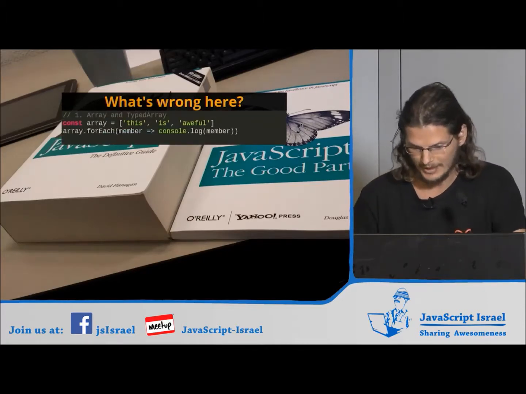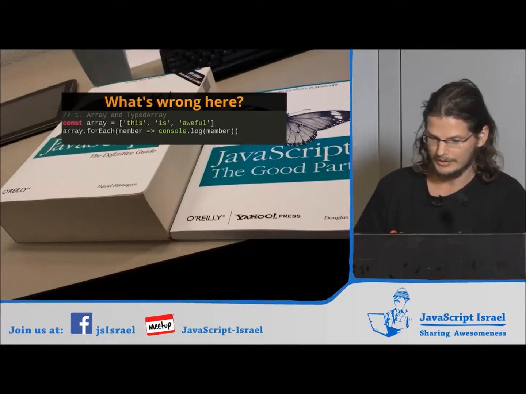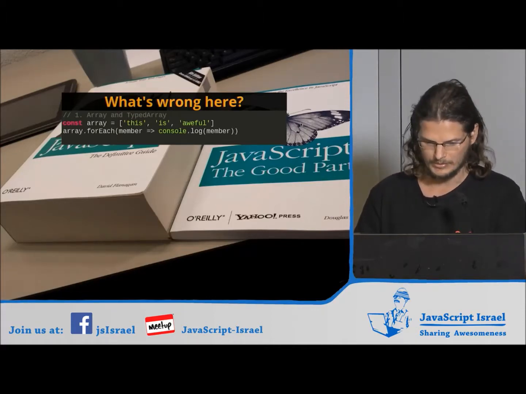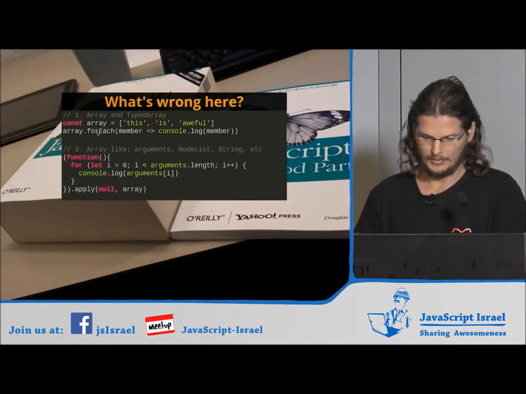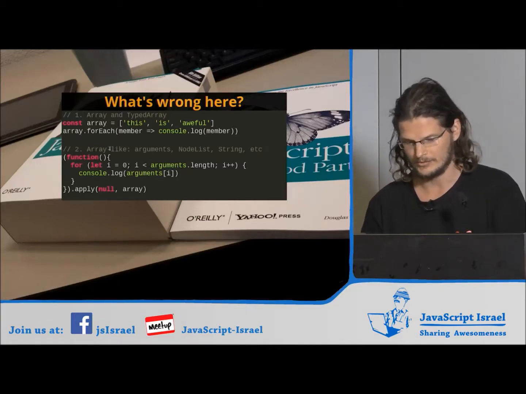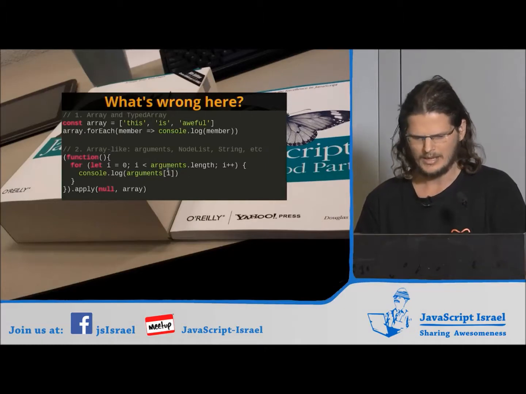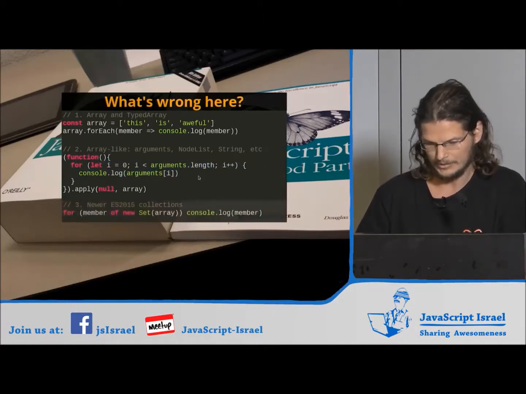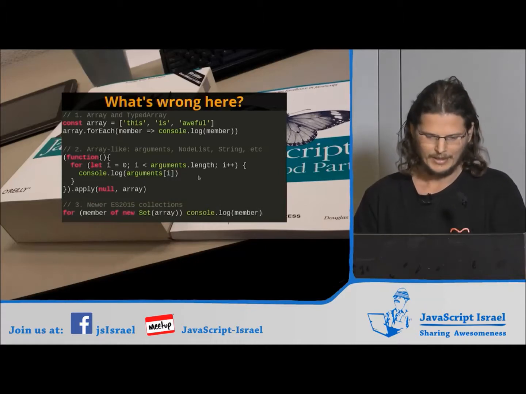So let's say I have an array and I want to iterate it. I simply want to print each and every one of its members. I can use a forEach method. Nice. But if I have something which is array-like, let's say arguments or a node list or a string, then I have to do it in this awkward manner. But okay, you know, we're used to it.